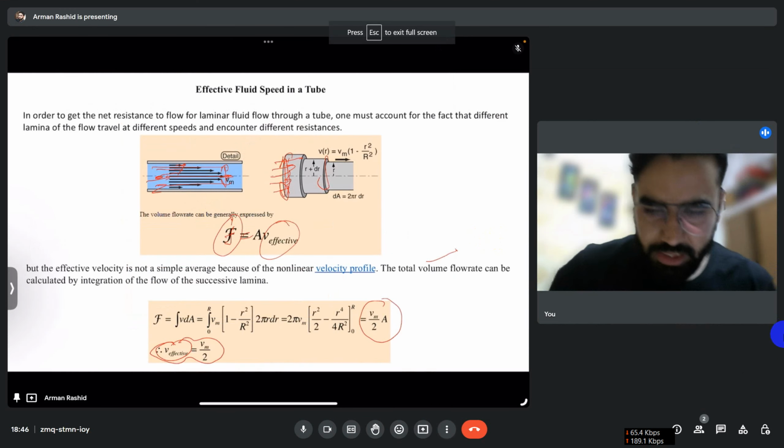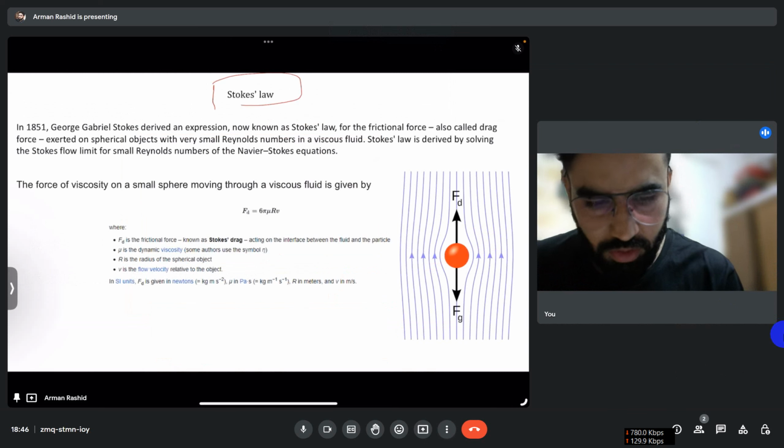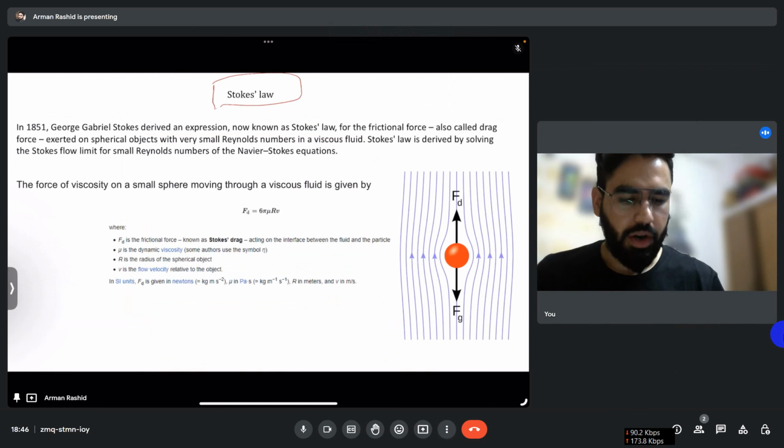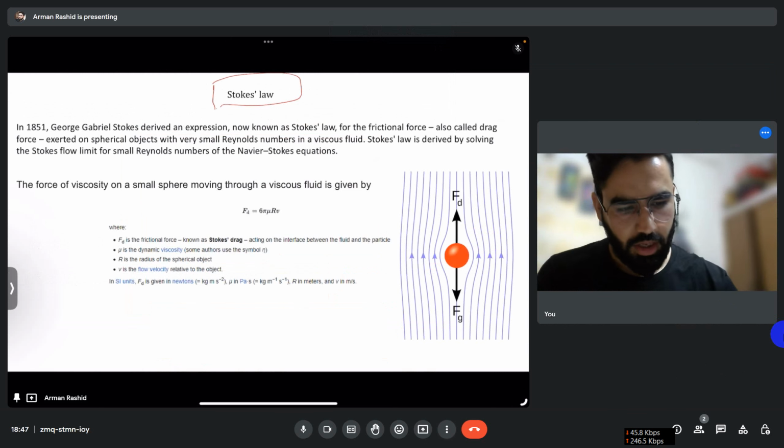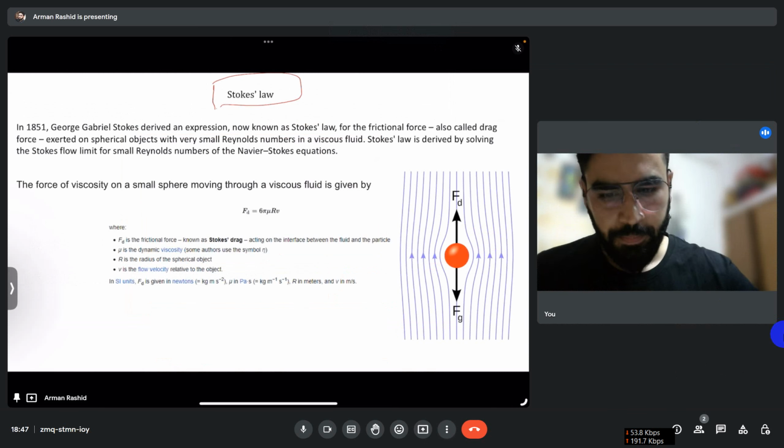Now there is another law that is important, called Stokes law. Stokes law quantifies the drag force that is given to an object when it flows through a fluid.